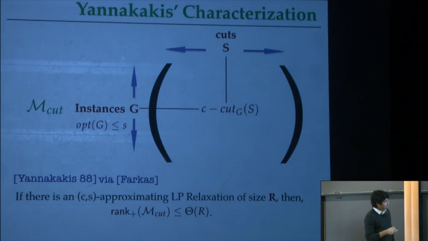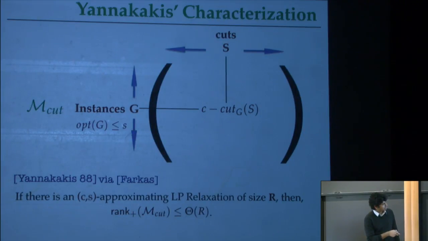In particular, notice that we said c is always larger than s, which means that the cut value of S in G is always smaller than c, which means that this quantity is always non-negative. So this is a non-negative matrix. What Yannakakis showed, or at least some version of what he showed, is that if there is a (c, s) approximating linear programming relaxation of size r for the max cut problem, then this matrix has a quantity called the non-negative rank at most r. This is actually an if and only if, but I only want to state one direction because that's useful to us today. He basically completely characterized it.